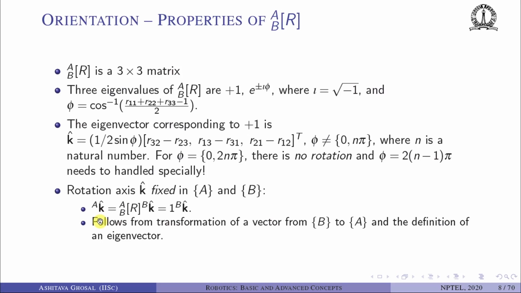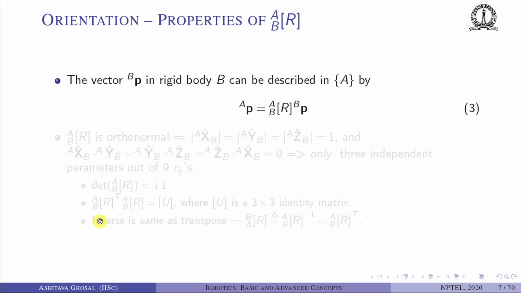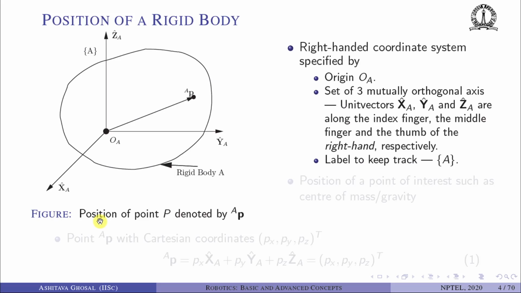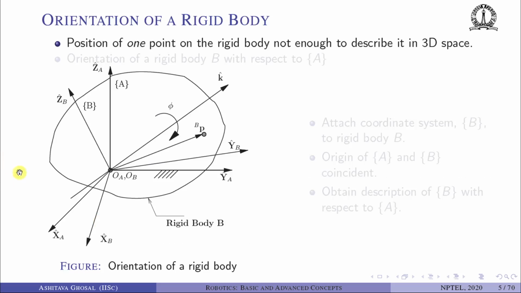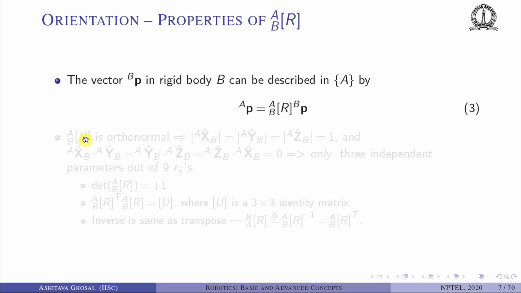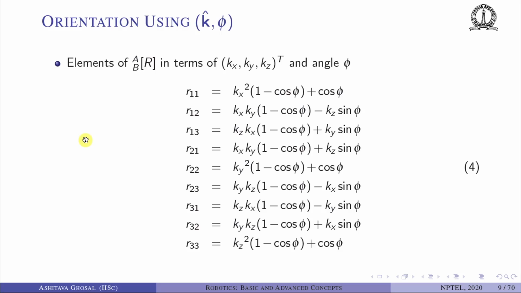Okay, and that is what was shown in the original figure here, that whenever you have an A coordinate system and a B coordinate system, we can have a vector k which will take this A coordinate system to the B coordinate system. So what do we have to do? We have to rotate about this k axis by an angle phi. Okay, so this axis k is fixed in both the A and the B coordinate system.